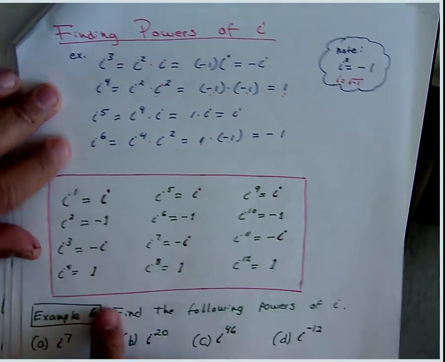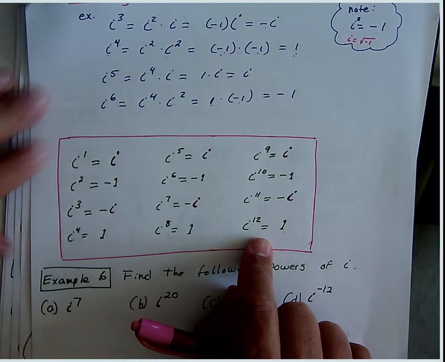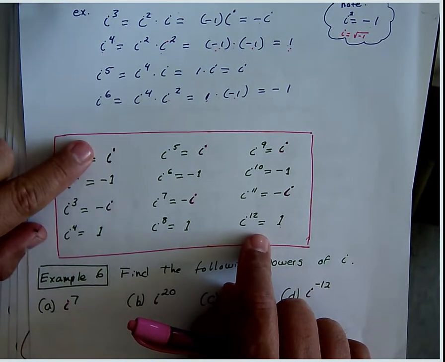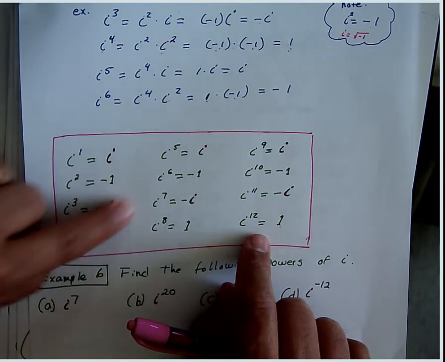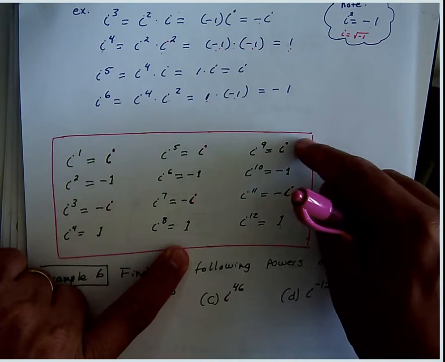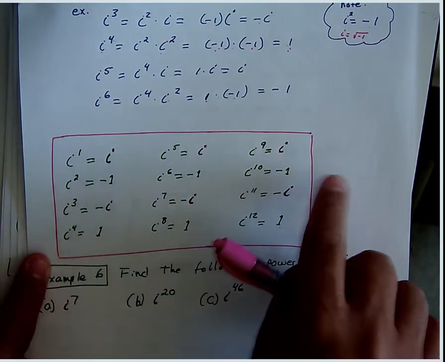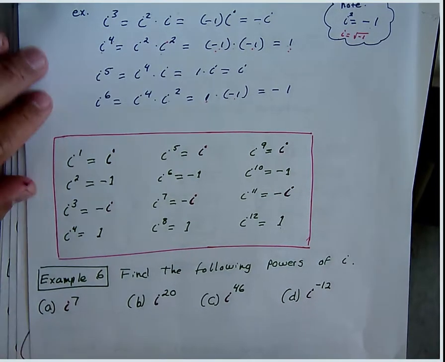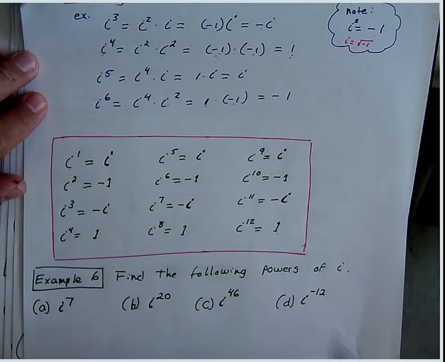And they give you more here. They give you up to 12. So it's a pattern if you guys see it: i, -1, -i, +1. i, -1, -i, +1. i, -1, -i, +1. You guys see it, it's a pattern. It keeps repeating after that. The first 4, the second 4, the first 4, you repeat the pattern.